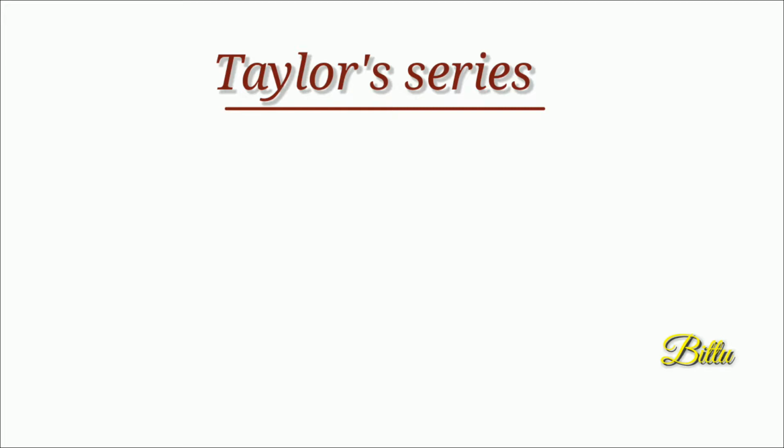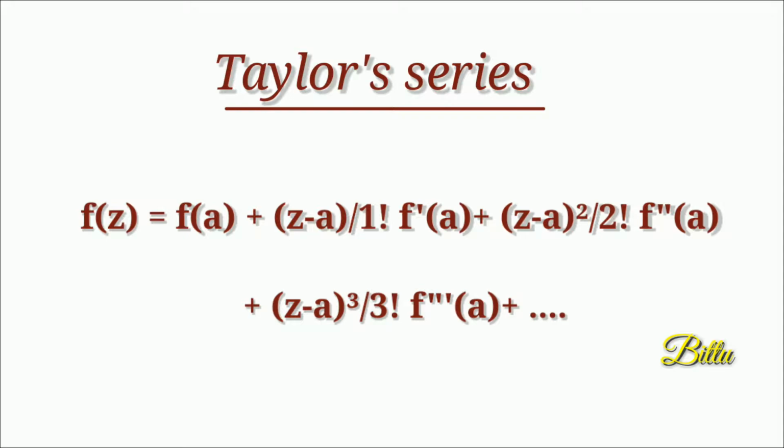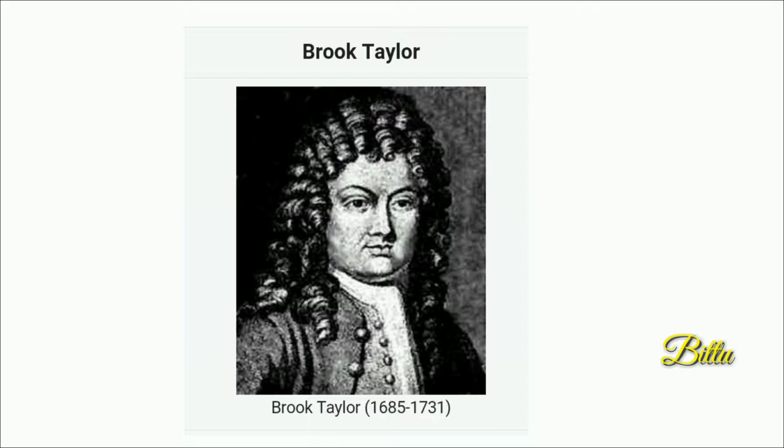If f(z) is analytic at a point a, then f(z) can be expressed in the form of an infinite series containing positive powers of z minus a, which is in the form f(z) = f(a) + (z - a) f'(a) + (z - a)^2 / 2! f''(a) + etc. This series is known as Taylor series, and it is named after an English mathematician, Brook Taylor.